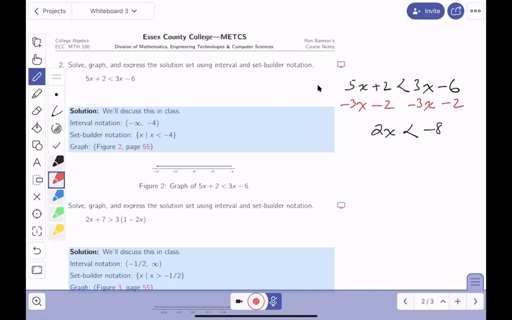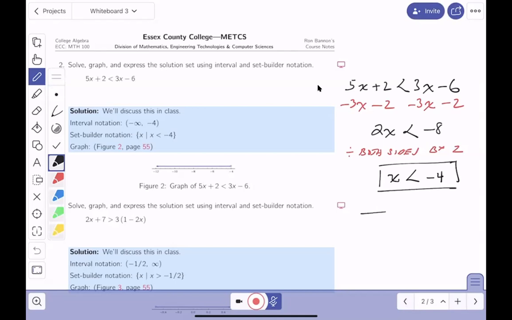Now what am I going to do? Well, I'm going to divide both sides by 2. Let's see if you did that. What would you get? Well, the left side, you'd get x. On the right side, you'd get minus 4. Now, dividing by a positive number has no effect on inequality. So I got my solution now.